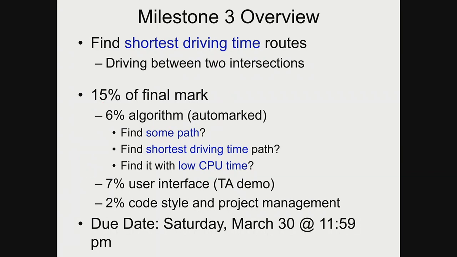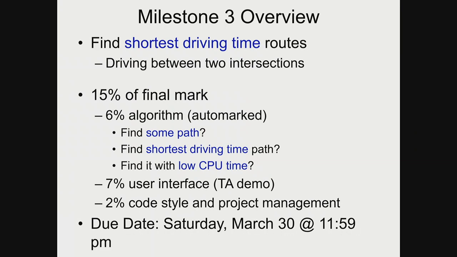7% of your mark will be user interface. You'll build on top of what you did for M2, but you want users to now be able to enter in various ways, "I want to go from A to B," and you want to give them good directions, visualizing how they should travel this route. And then 2%, just like in the last milestone, is going to be on how you did this: code style, project management.